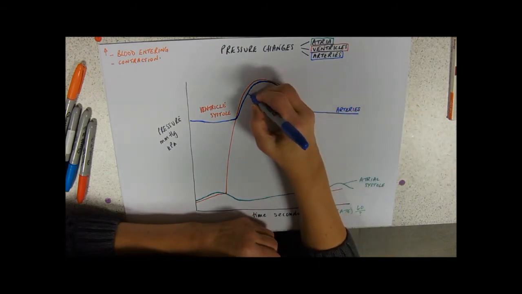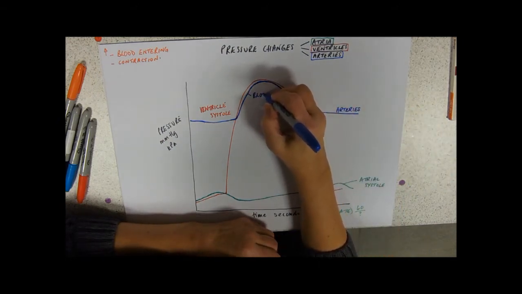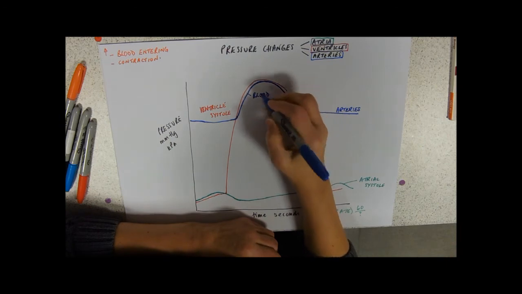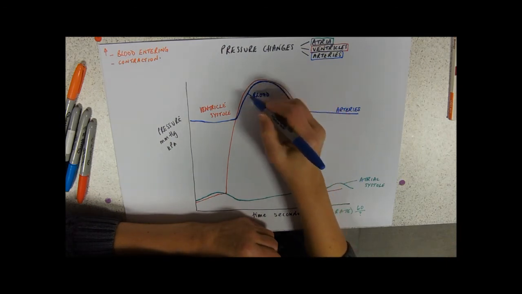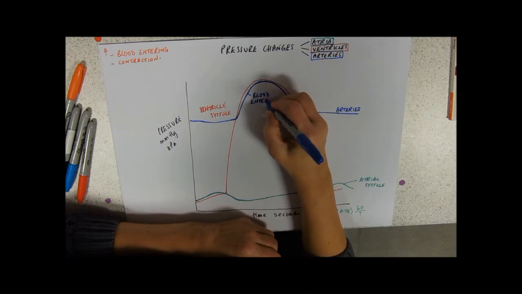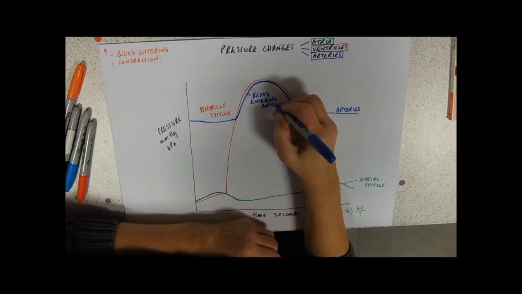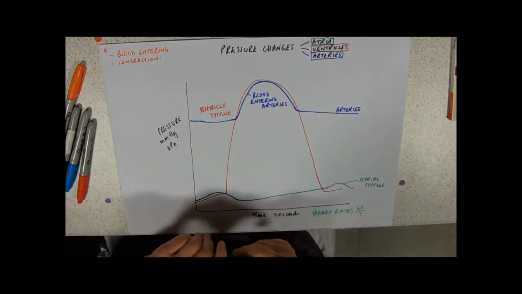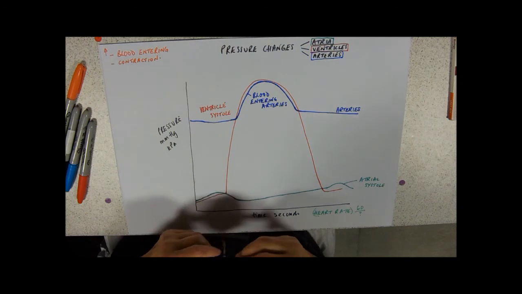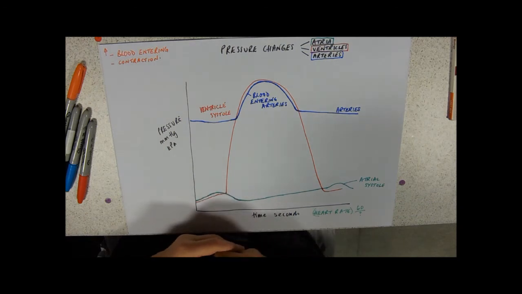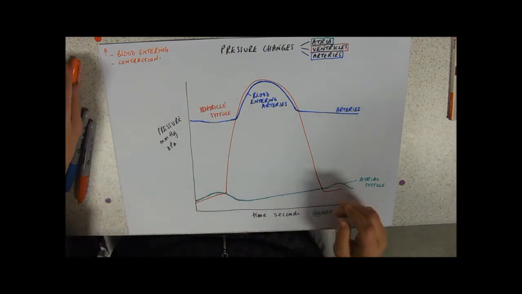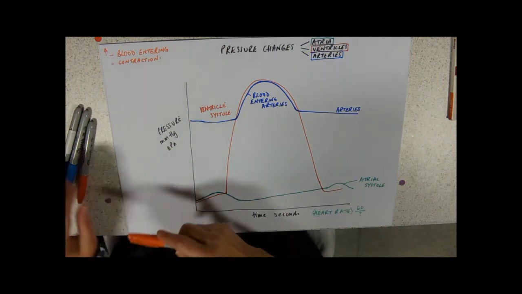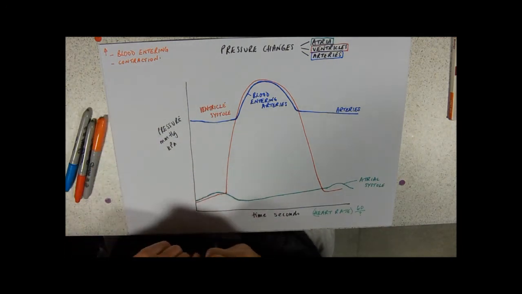So this is representing everywhere where it's below that red line. That's going to be blood entering the arteries. So that's your basic three patterns on your graph. Obviously the graphs in your notes are much more beautiful than my pretty rubbish not to scale graph.